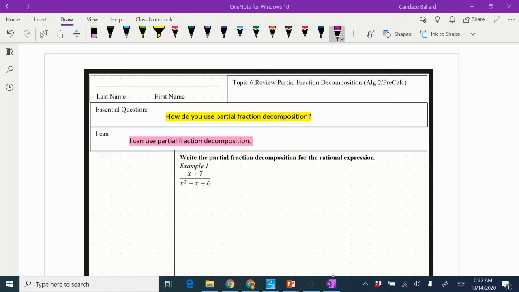So the first thing is we're given something like this where we don't really know how we need to split that fraction up as if it was added together and combined together, but we need to actually take it apart.